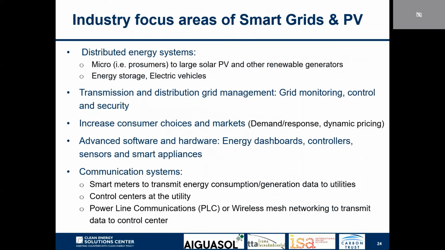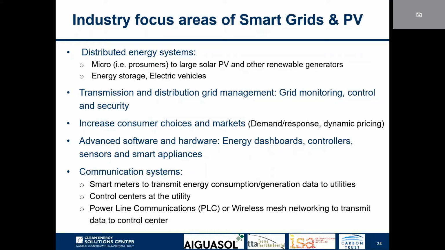Smart grids and photovoltaics is quite a big topic in itself, where we can distinguish several focus areas that give way to several industrial subsectors of industrial interest. Just to name a few: the distributed energy system sector, the transmission and distribution grid management sector, with different strategies, solutions, and equipment related to grid monitoring, control, and security. Also, another industry area is looking at how to increase the matching between consumption and generation, facilitating a wider range of consumer choices and enabling different business possibilities and markets.